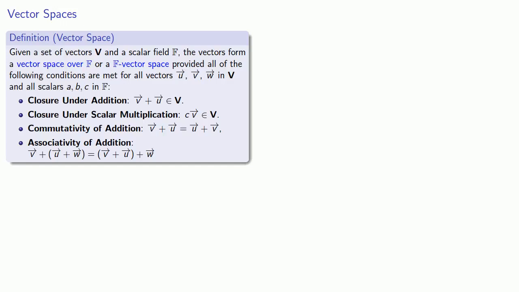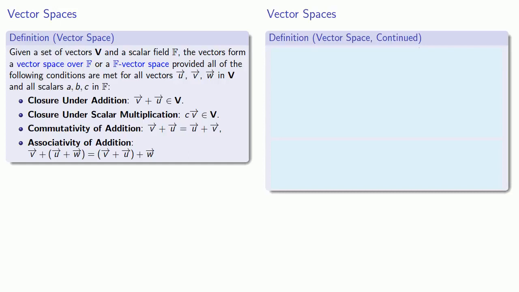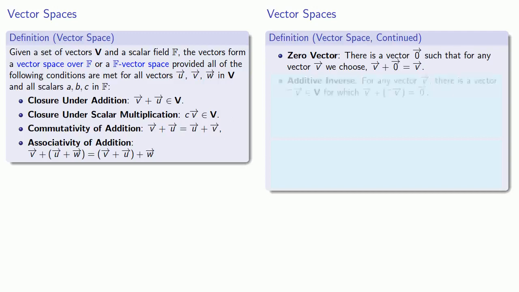But wait, there's more. We also want to make sure that we have a zero vector. So without committing to what it actually looks like, there should be some vector 0 such that for any other vector v that we choose, v plus our 0 vector just gives us back the vector v. Tied very closely to that is the existence of an additive inverse. For any vector v in our set, there should be a vector that we'll designate as negative v, also in our set, for which the sum of the two vectors is 0.